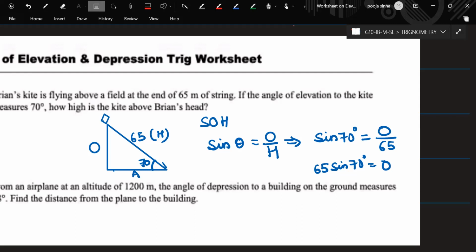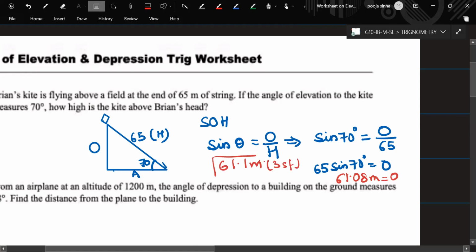It's 61.1. Yeah, you must have got 61.08 meters is equal to O, but we are going to convert that into 3 significant figures. So 61.1 meters in 3 significant figures. That's your answer.